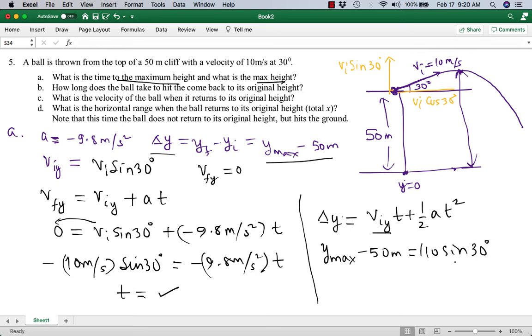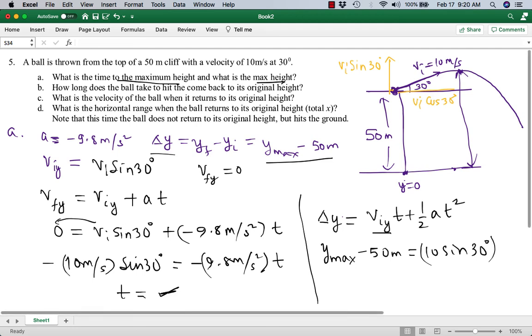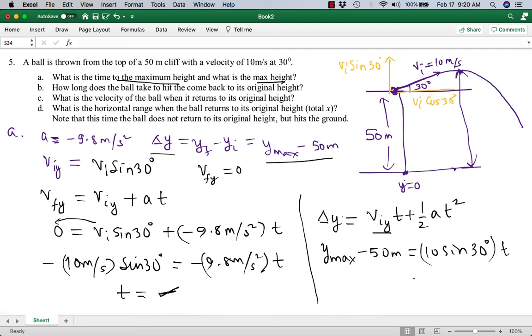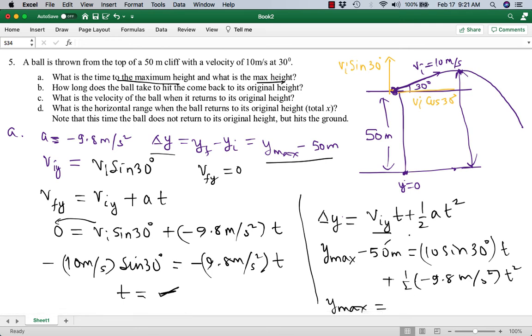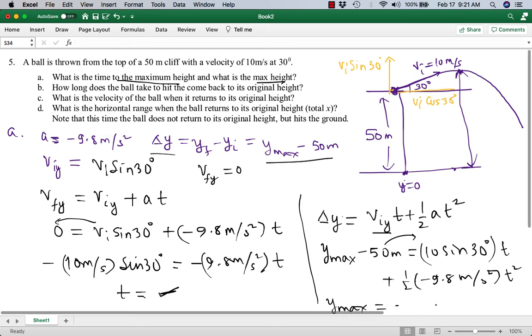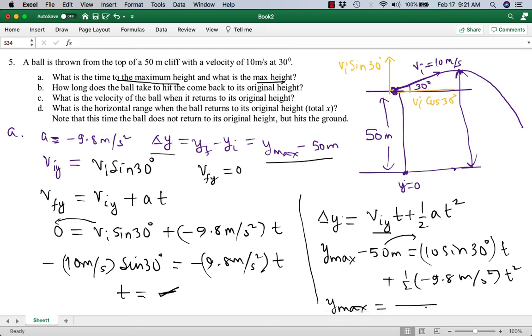Okay, and t is whatever t you get from here. So use that here: t plus 1/2 times negative 9.8 meters per second squared times t squared. So y max would be equal to you take this 50 to the right and then plug in the value of t and do the calculation. Okay, that gives you y max.